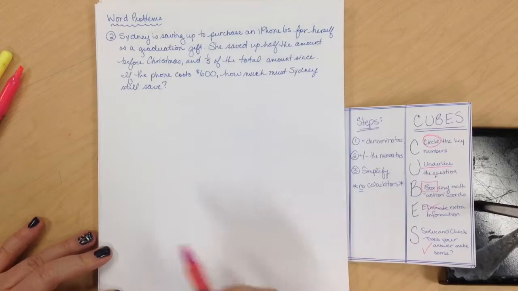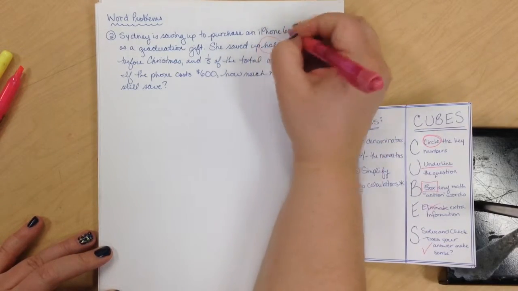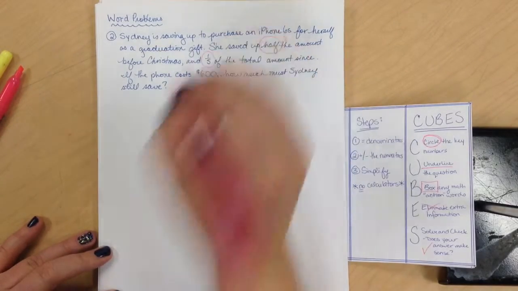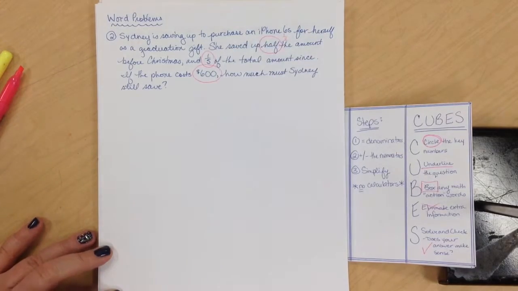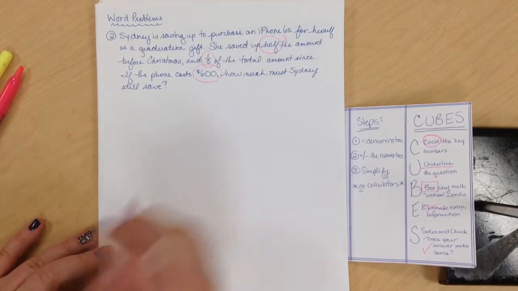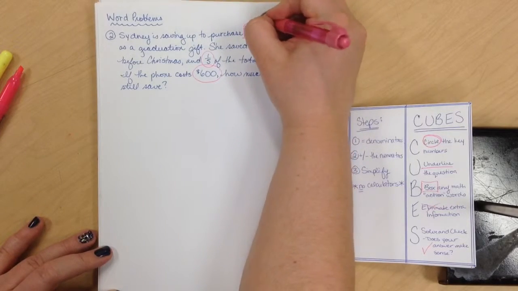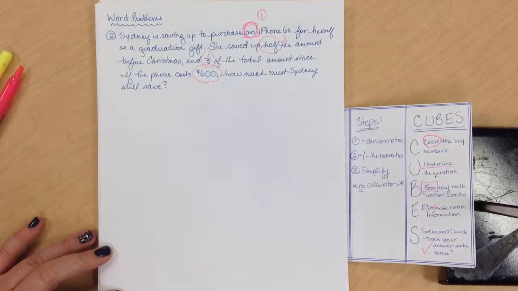So let's start by circling the key numbers. So she has saved up half the amount, which is 1/2, before Christmas, 1/5 of the amount since. The total phone cost $600, and I have another hidden amount here. She's looking to purchase an iPhone 6, which means 1. So this "an" means 1 iPhone.